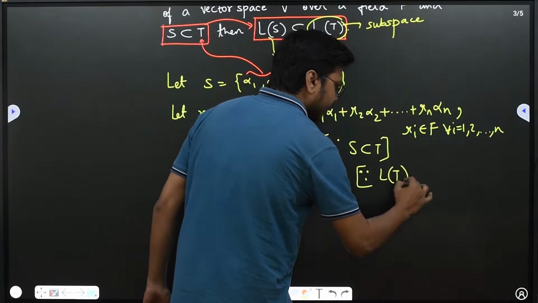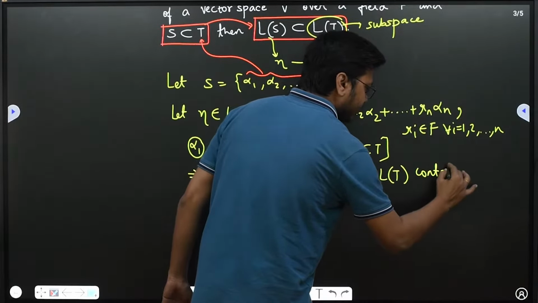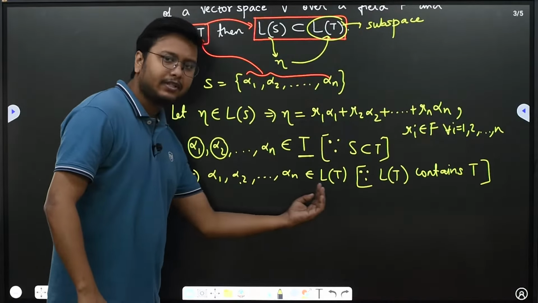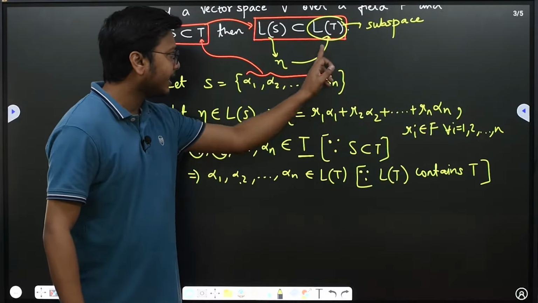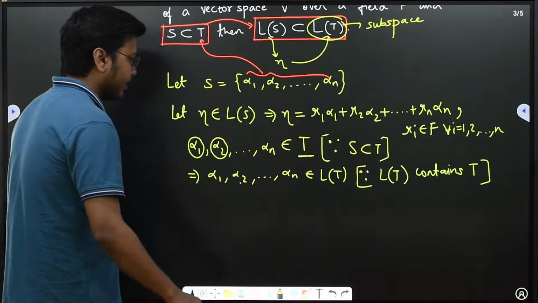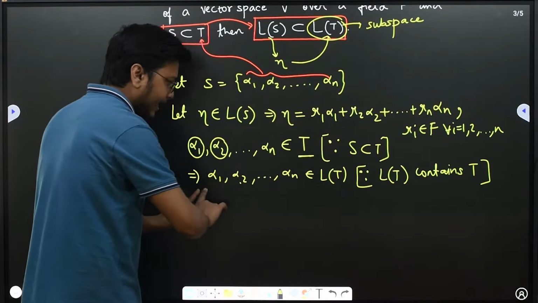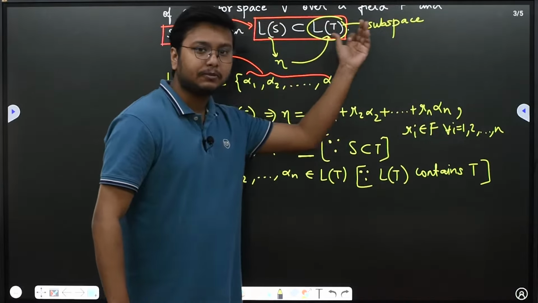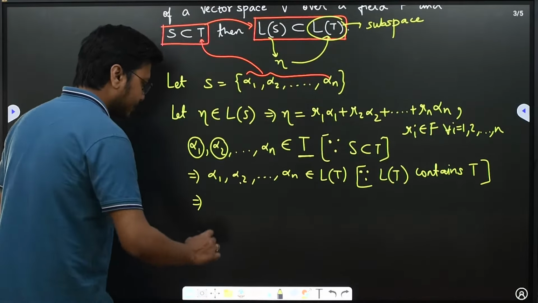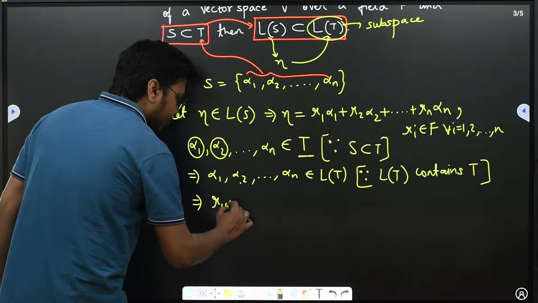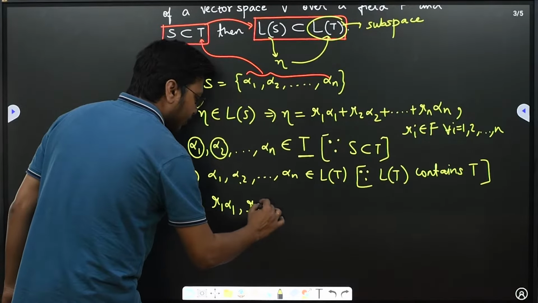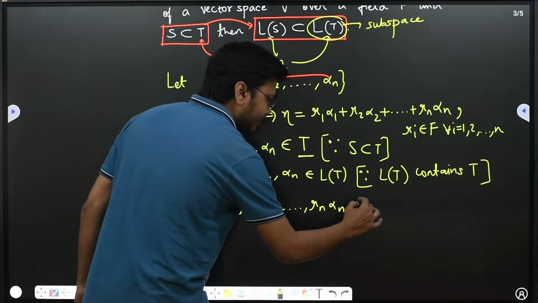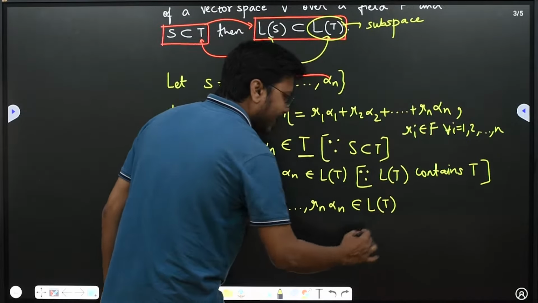Since LT contains the T set, all these elements belong to LT, and I know that LT is a subspace. So if LT is a subspace and LT contains all these elements, then simply by the property of subspace, R1 alpha 1, R2 alpha 2, Rn alpha n, all these elements are also going to belong to LT.